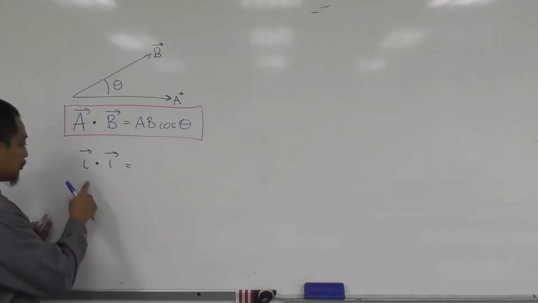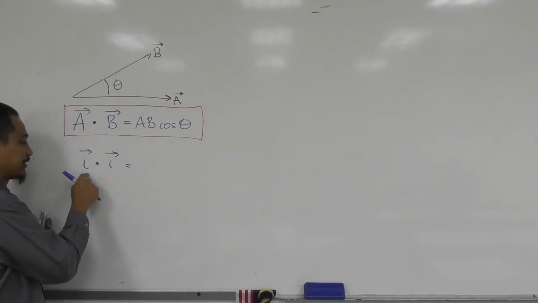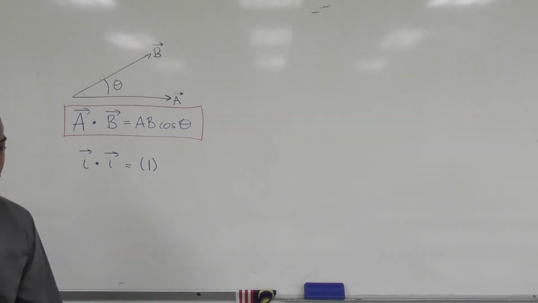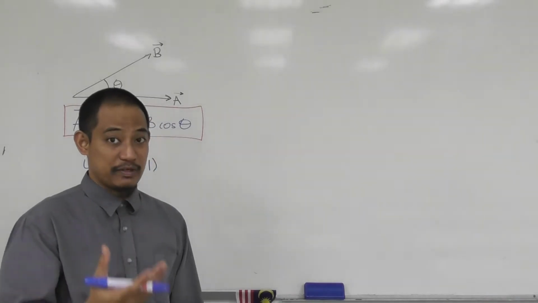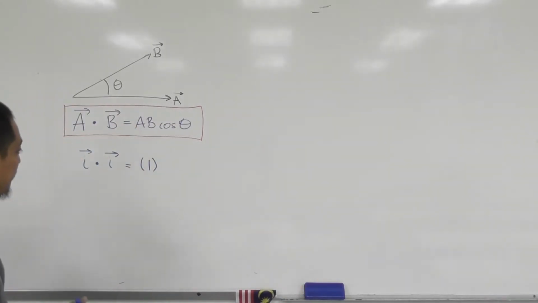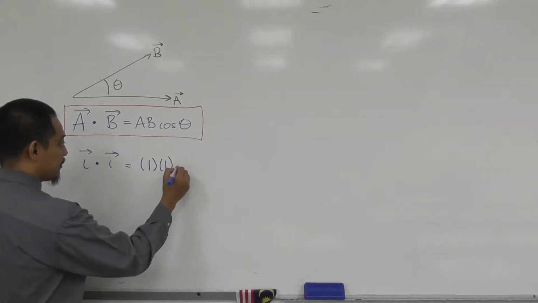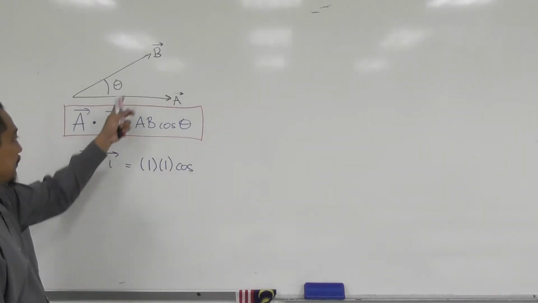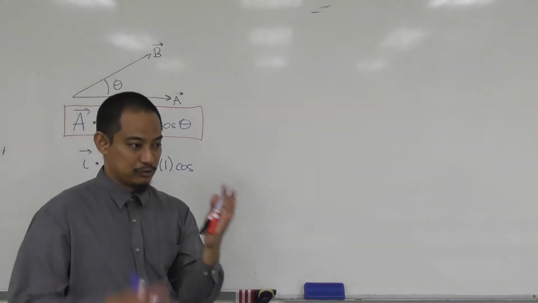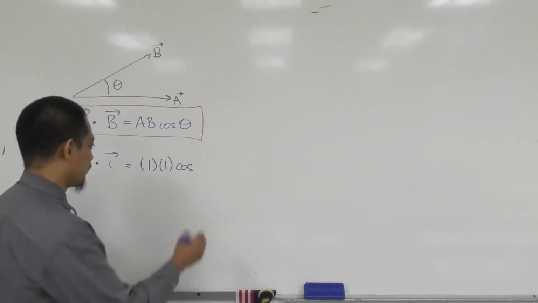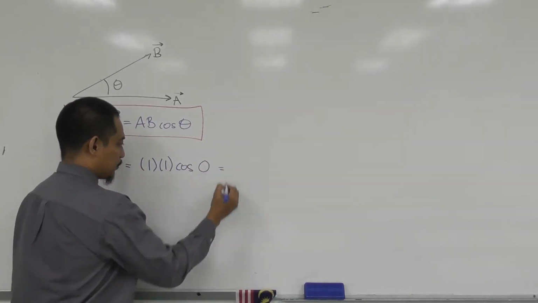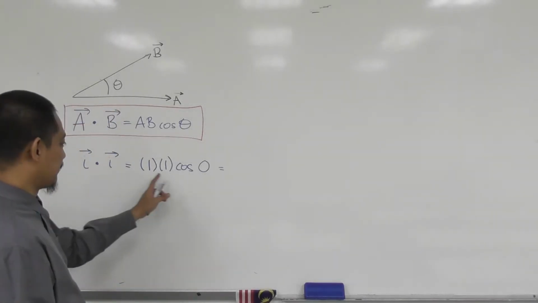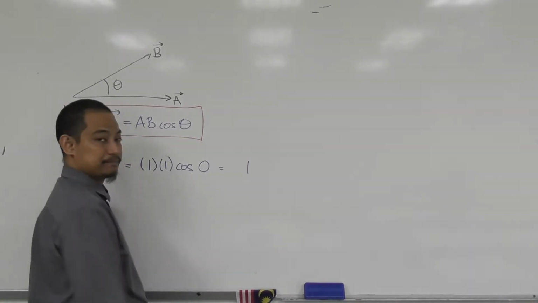Okay, right? So if vector A is vector i, the magnitude of A should be 1, right? Why? Because i is a unit vector, the magnitude is 1. What about the other i? It is another 1. And then cos theta, right? What is theta? Theta by definition is the angle between the two vectors. And when the two vectors are actually the same i, theta becomes 0. So what is cos 0? Cos 0 is 1, right? So 1 multiplied by 1 multiplied by 1, you get 1.